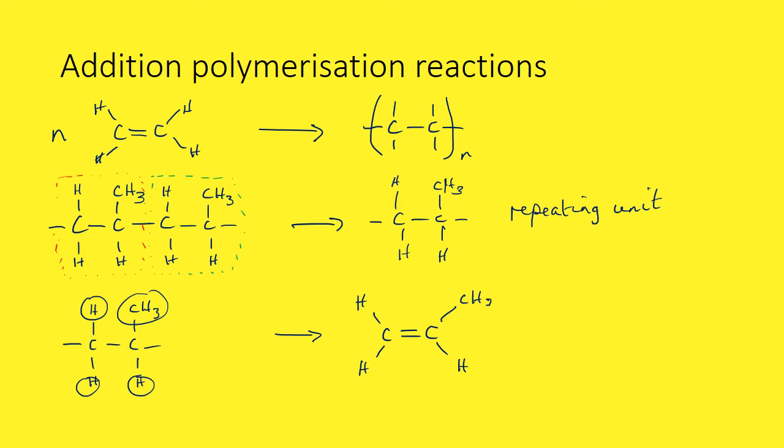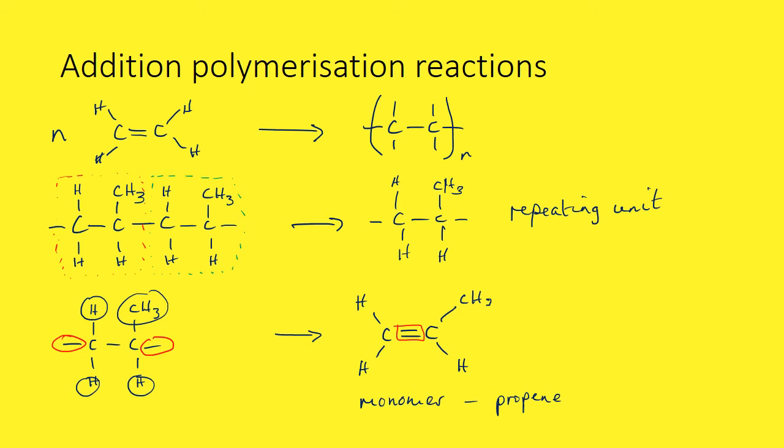So that's the monomer, and you can see that that's propene, and that's the third type of question that you get. So you see that we've lost the bonds that join the repeating units to adjacent repeating units, and instead we've got the double bond in between the 2 carbons of the monomer there. Okay, so that's it. That's the type of questions you get on addition polymerization reactions.